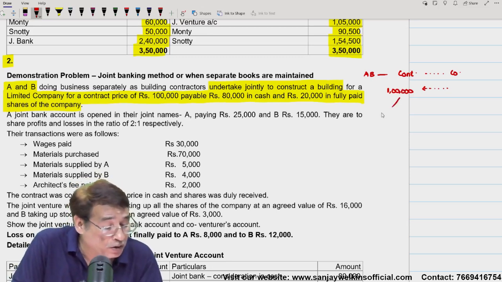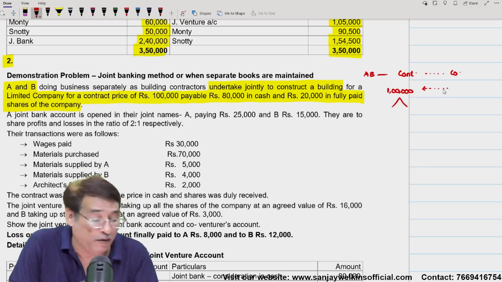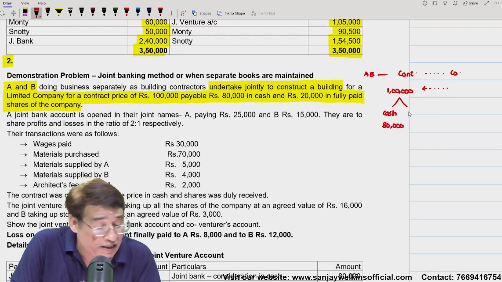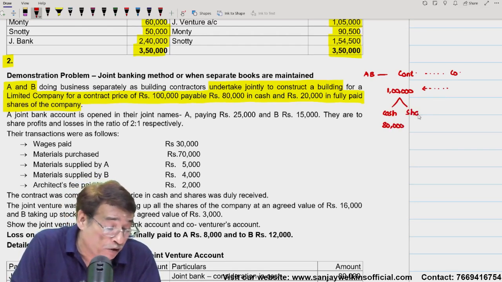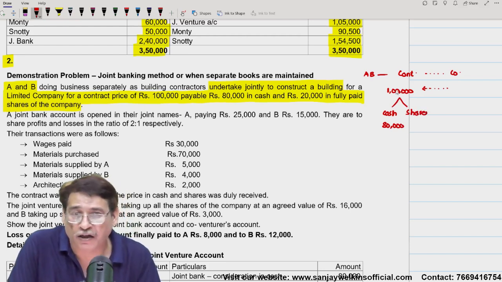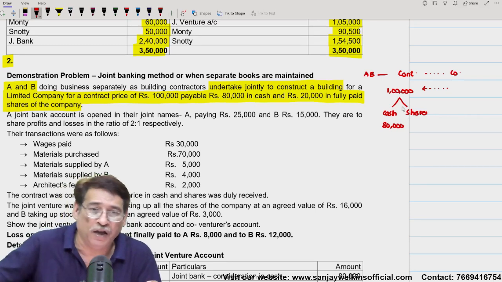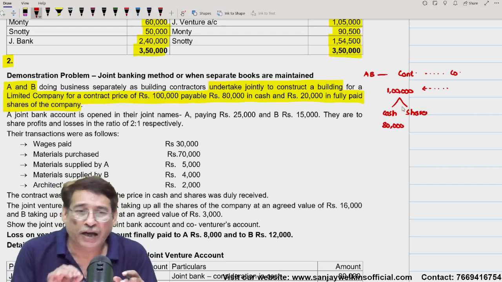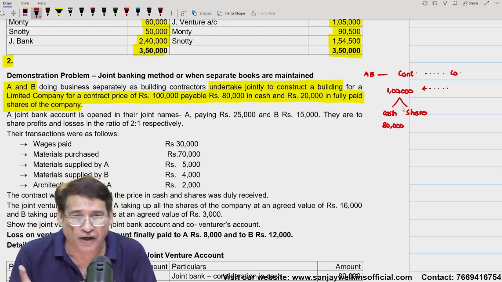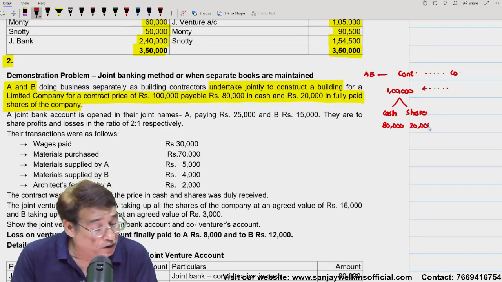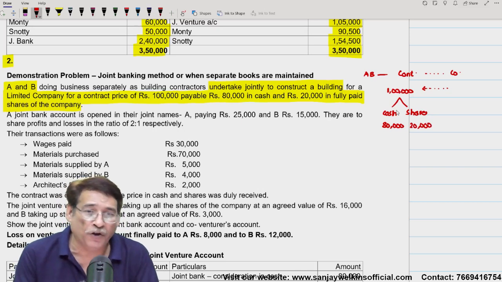But because it is a case where the company is telling that we are going to pay you in cash 80,000 rupees, and balance we are going to pay you by way of shares. That means company is not going to pay entire 1 lakh in cash. So company is telling A and B that out of 1 lakh, we are going to deliver 80,000 worth of cash, and rest we are going to offer you shares worth rupees 20,000. So this is how we are going to receive the contract price.